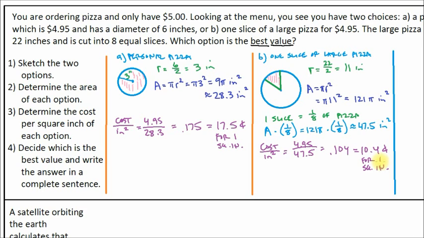So now take a look at this. If you cut a square out of these two pizzas that was 1 inch tall and 1 inch wide, and you compared the cost of each of those, it would cost you 17.5 cents. If you bought the personal pizza, that same area, 1 square inch, would only cost you 10.4 cents if you bought the one slice of the large pizza. So the question is, decide which is the best value and write this in a complete sentence. Well, clearly the best value here is option B, the one slice of large pizza, because we are paying way less money for the same amount. For 1 square inch, it's only 10.4 cents compared to 17.5 cents.